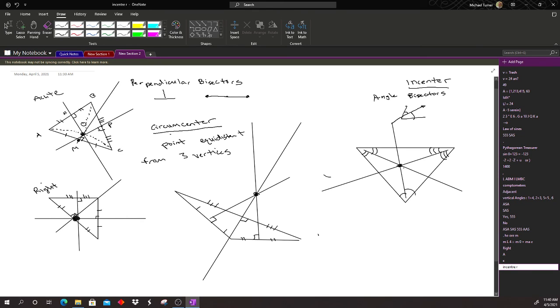Similarly, if I'm looking at the incenter, I'm getting a point that is equidistant. I'm cutting all the angles in half, but that point is equidistant from all three sides. If I drew the shortest line possible between that point and the three sides, the incenter is a point equidistant from the three sides. So for a circumcenter, you cut the sides in half, you get a point that's the same distance to all the vertices. For an incenter, you cut all the angles in half, you end up with a point that's equidistant from the three sides.